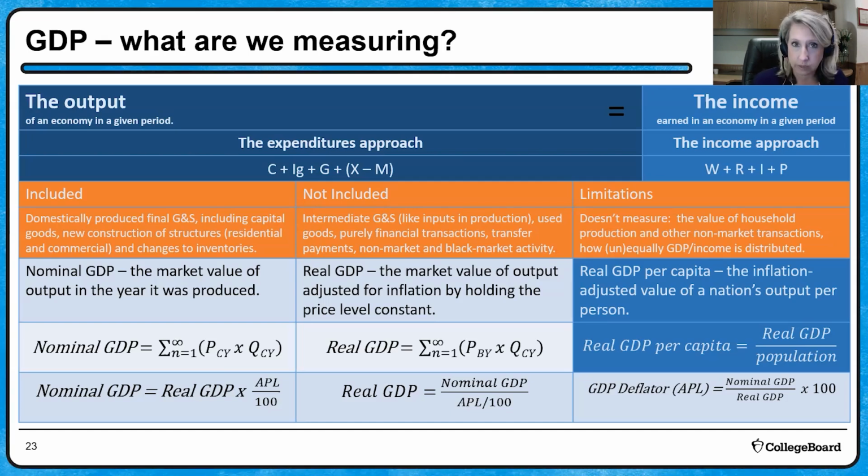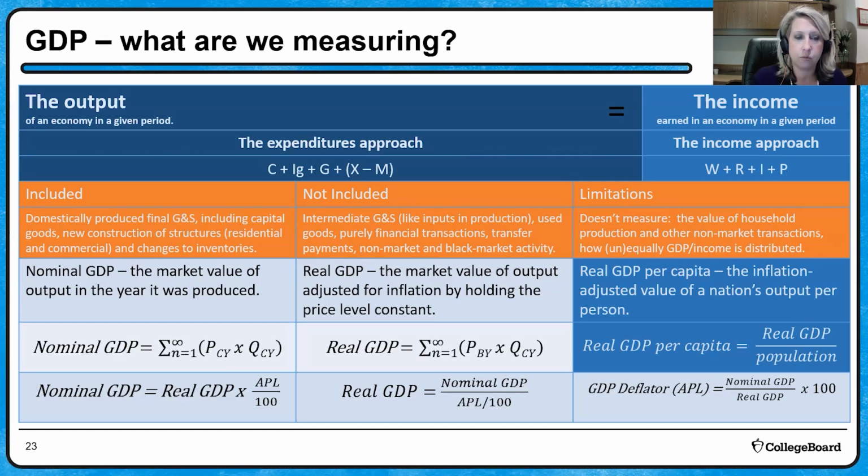So later on in Unit 2, we focus on the difference between nominal GDP, which is the market value of output in the year it was produced, and we compare it with real GDP, which is the market value of the output adjusted for inflation by holding the price level constant.